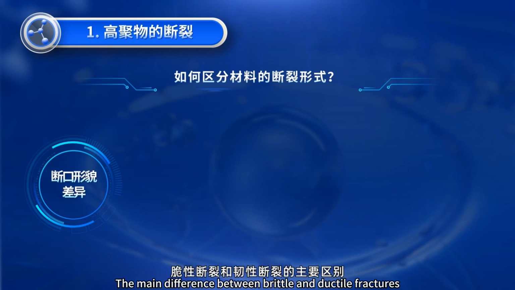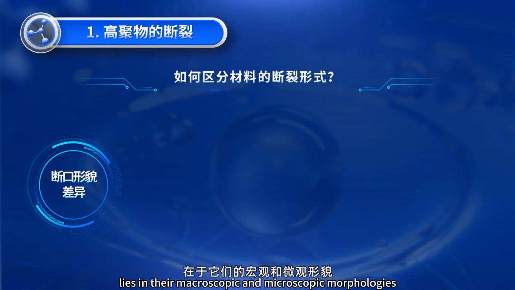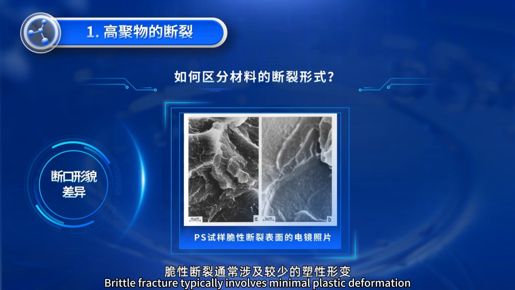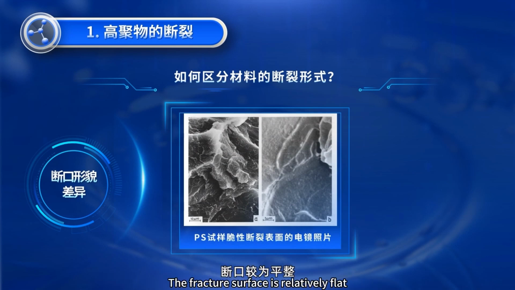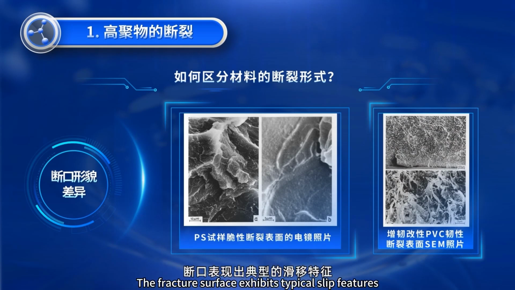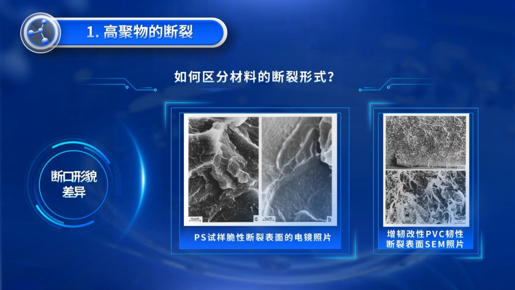The main difference between brittle and ductile fractures lies in their macroscopic and microscopic morphologies. Brittle fracture typically involves minimal plastic deformation. The fracture surface is relatively flat. In contrast, ductile fracture is accompanied by considerable plastic deformation. The fracture surface exhibits typical slip features.